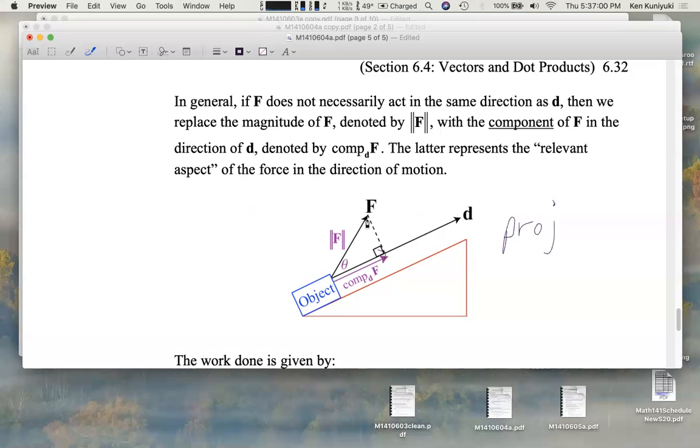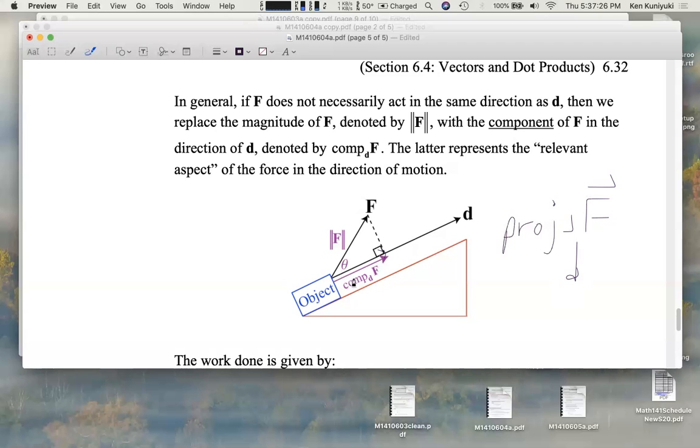If you project the F vector on the D vector, the notation is this. That vector I'm talking about, the projection of F along D, that's this vector over here, in purple. The signed length is called the component of F along D. That's the aspect of the force vector we care about in this direction.